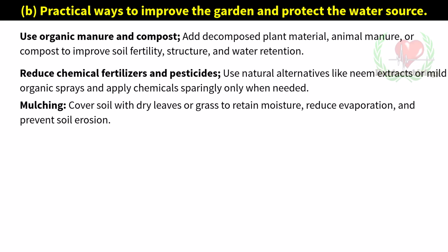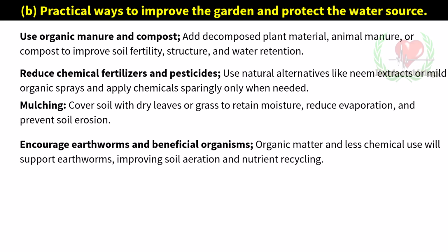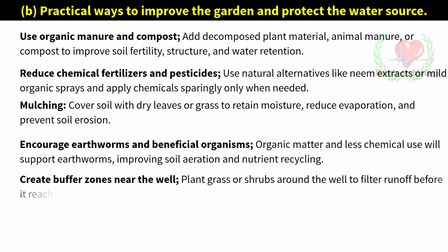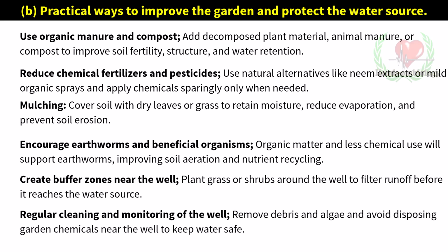Encourage earthworms and beneficial organisms. Organic matter and less chemical use will support earthworms, improving soil aeration and nutrient recycling. Create buffer zones near the well. Plant grass or shrubs around the well to filter runoff before it reaches the water source. Regular cleaning and monitoring of the well. Remove debris and algae and avoid disposing garden chemicals near the well to keep water safe.